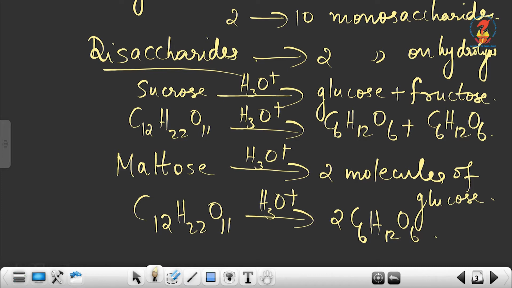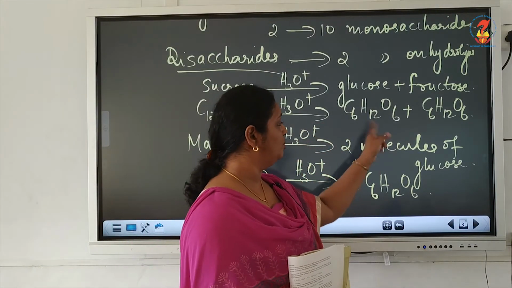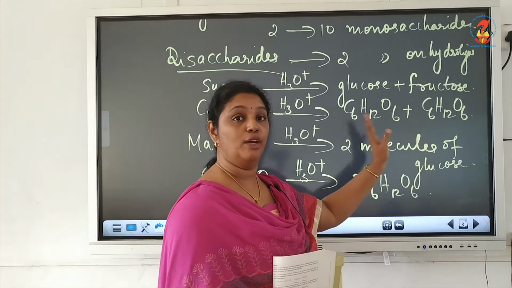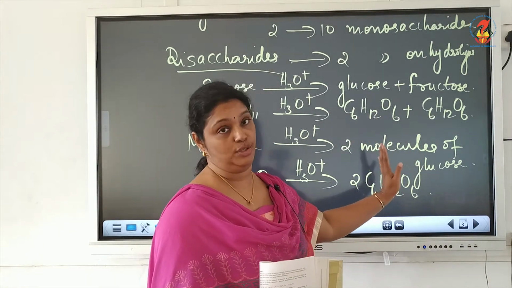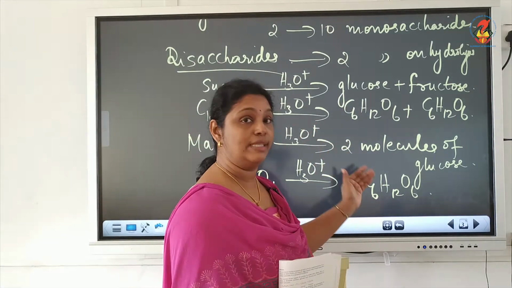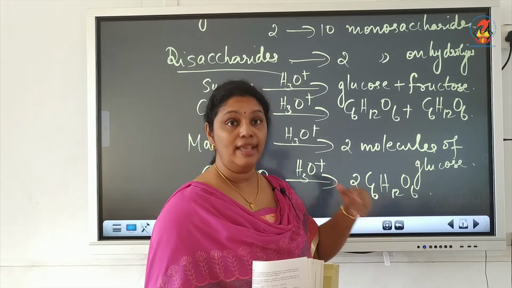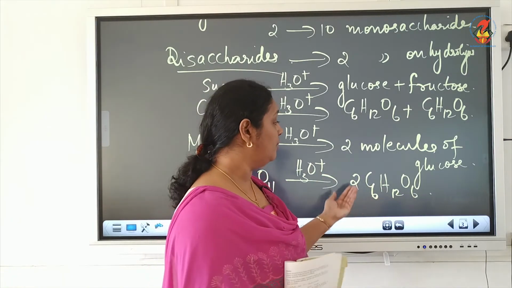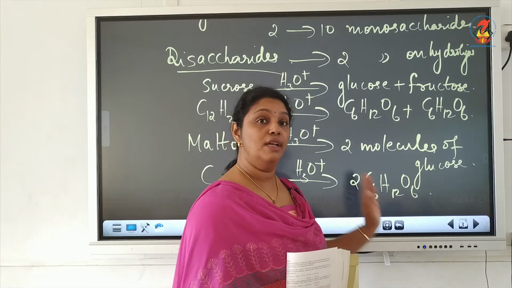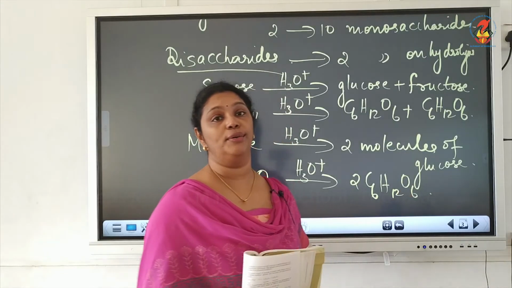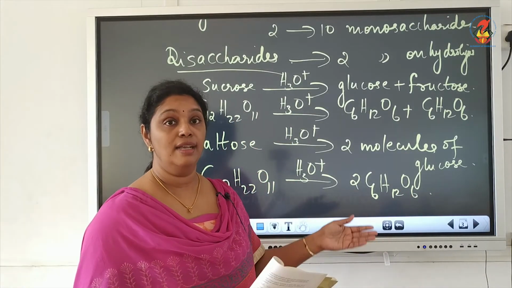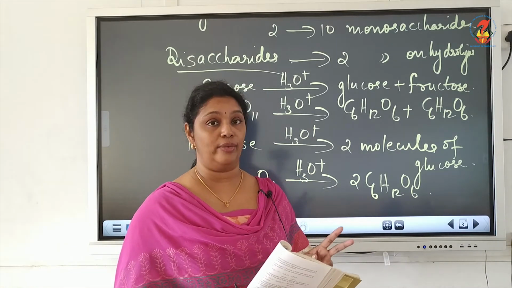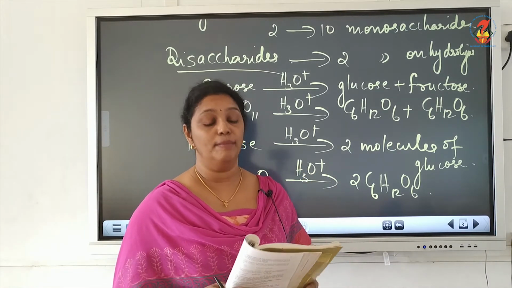But in the case of sucrose hydrolysis, you cannot write 2 molecules of C6H12O6 because although they have the same molecular formula, glucose and fructose have different structures. So you have to write C6H12O6 plus C6H12O6 and write the names glucose and fructose under the molecular formula. But here you can write it as 2 molecules because it is the same, that is, glucose is produced as a result of hydrolysis of maltose. So these are the 2 examples for disaccharides, that is sucrose and maltose.